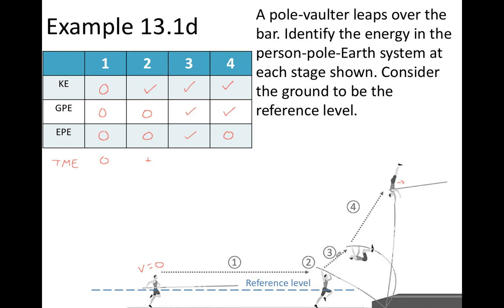So what the pole vaulter did was store up his energy in the pole so that the elastic potential energy is released to get him moving upwards. That elastic potential energy transforms into more gravitational potential energy, which carries him over the bar.